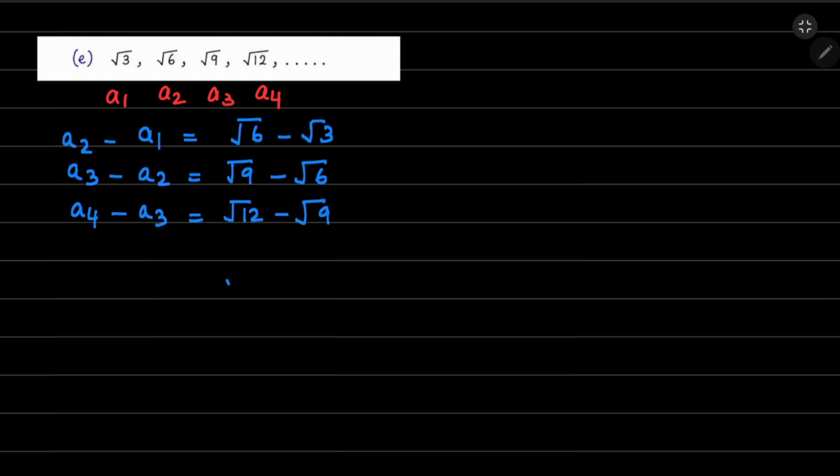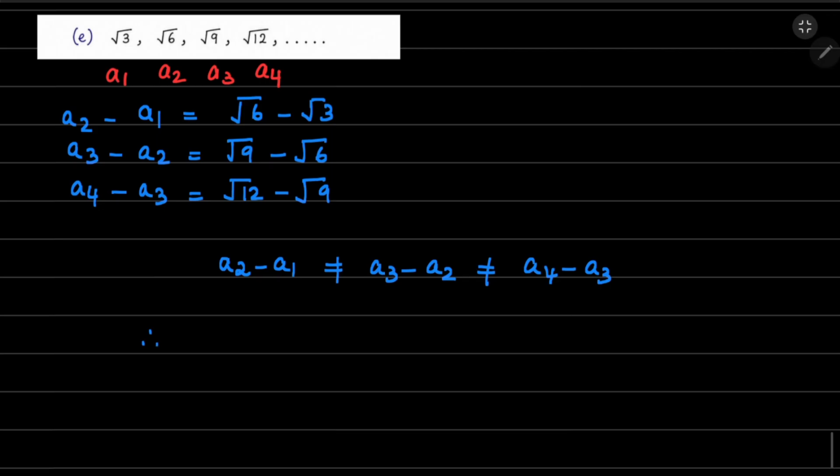So what do you observe? You can observe that a2 minus a1 is not equal to a3 minus a2, and this is not equal to the fourth term minus the third term. Therefore, the given sequence is not an AP. Okay. Therefore, the given sequence is not an arithmetic progression. That's all. You just have to show that the common difference is not the same. If it's not the same, it is not AP. That's all. So let's move on to the next question.